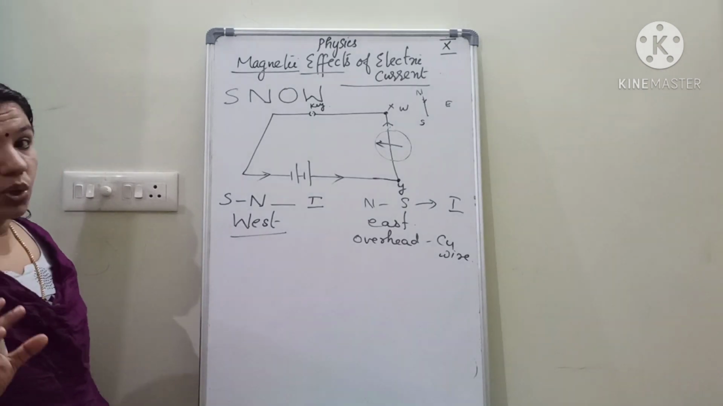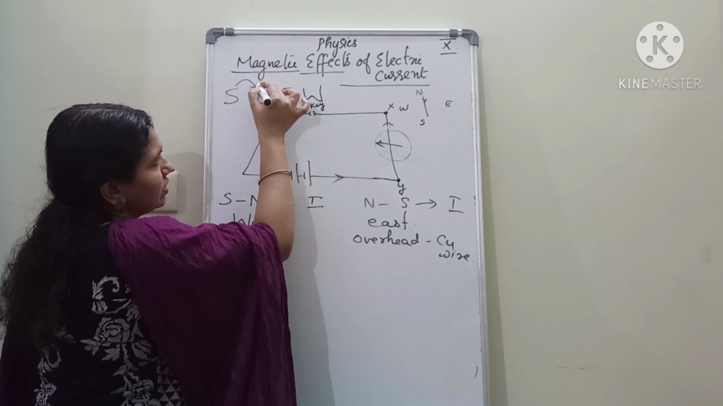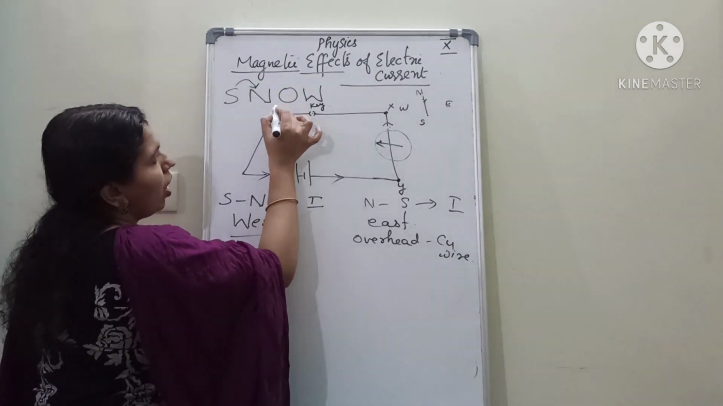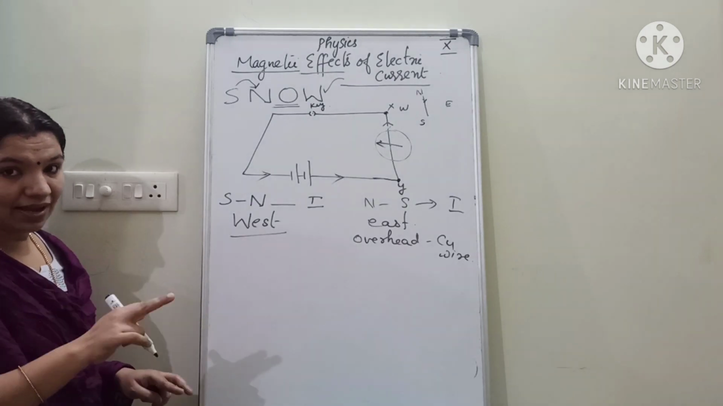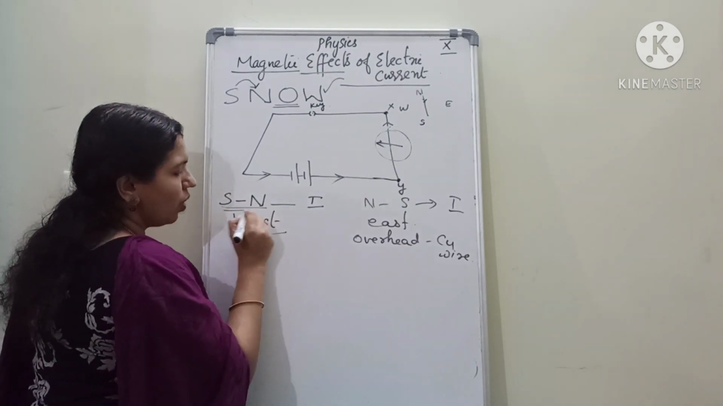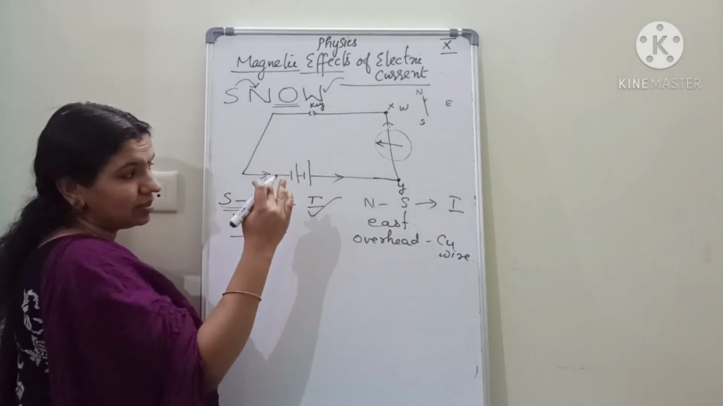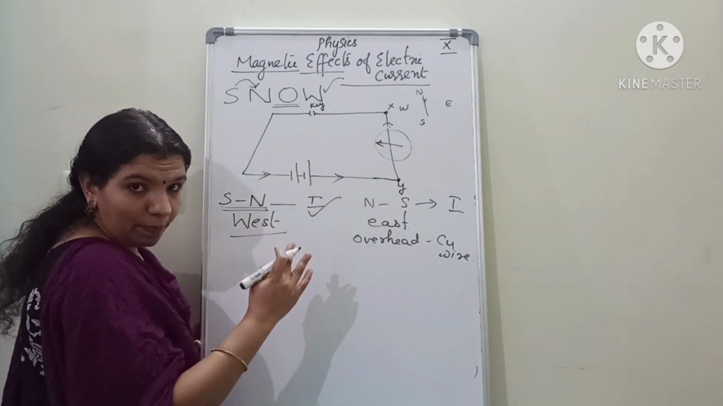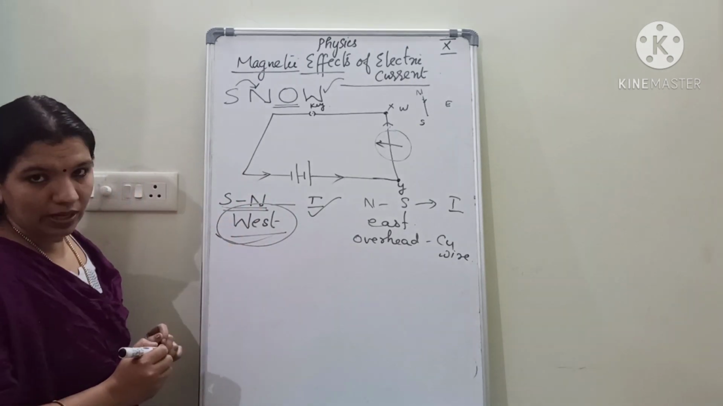Just remember this snow. Look here. From south to north, the direction of current, overhead, west. Clear? Our second activity: from south to north, direction of current. How is the compass needle placed? It is placed overhead of the copper wire. Then the needle deflects towards the west.